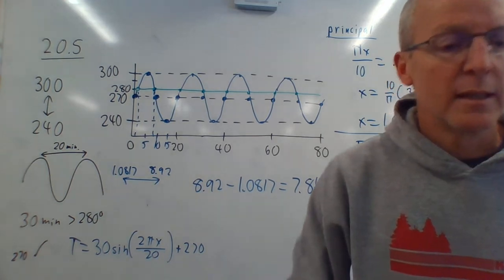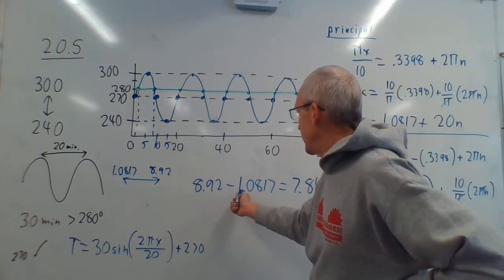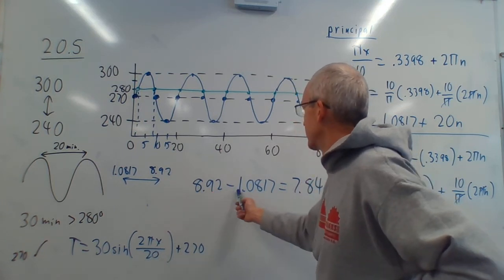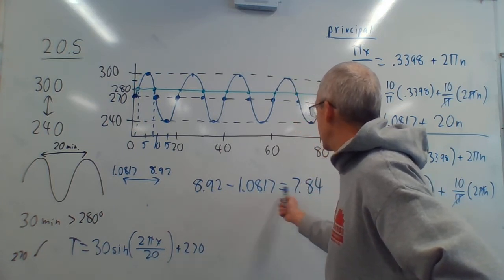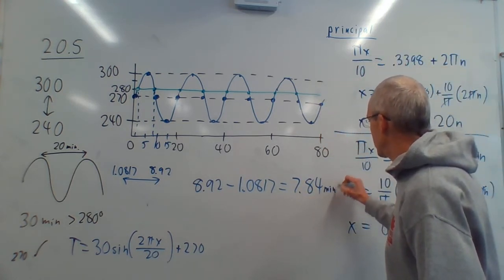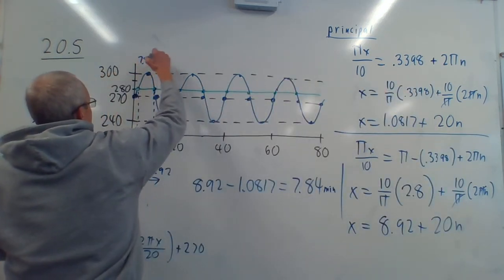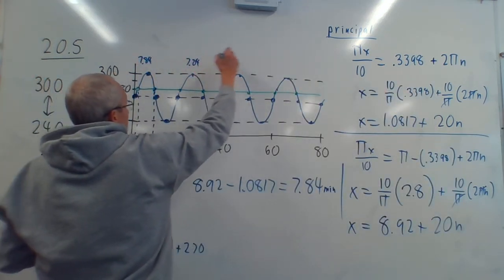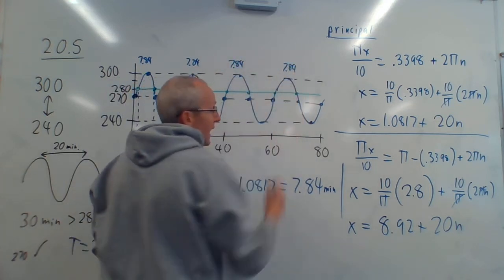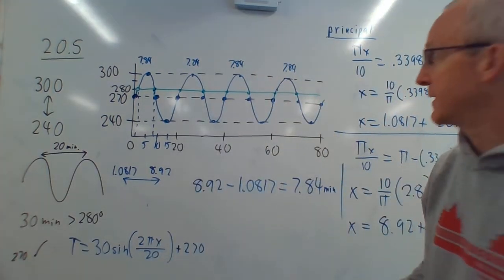Wait, that makes no sense. Did I do that right? Does that make sense? So this 8 minus 1 is 7. Oh, it does make sense. 8.92 minus that is, okay, that makes sense. About 7.84 minutes. Let's write minutes here. So this one's 7.84 minutes, this one's 7.84 minutes, this one's 7.84 minutes. I guessed 8 earlier. Pretty good, huh? I'm pretty proud of myself. I was pretty close to right.